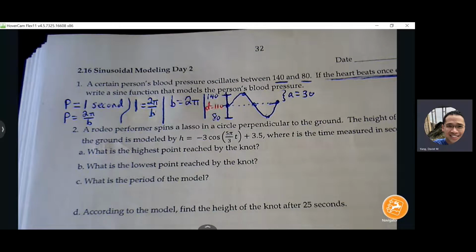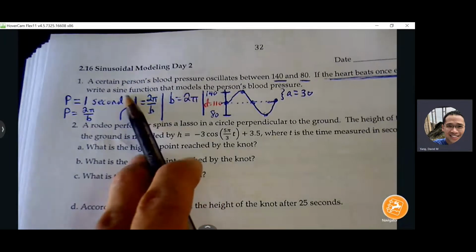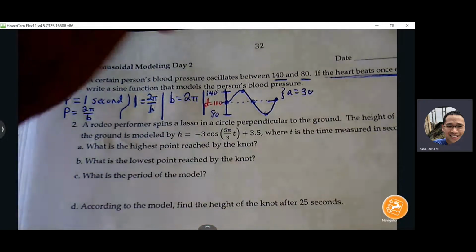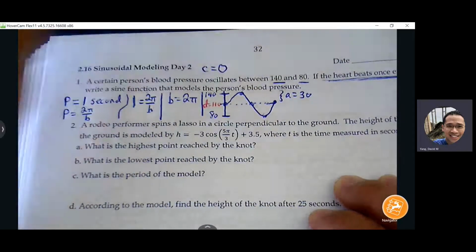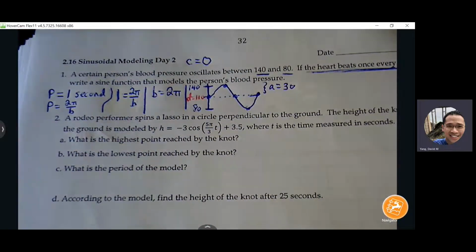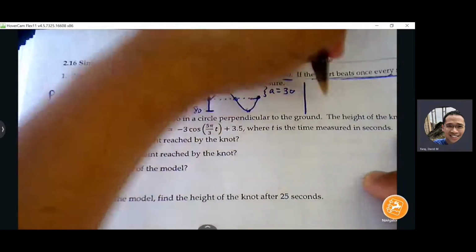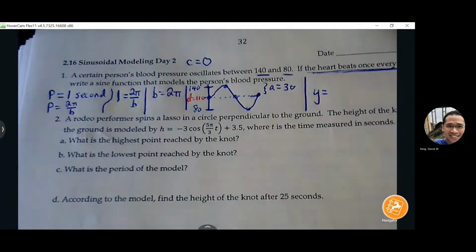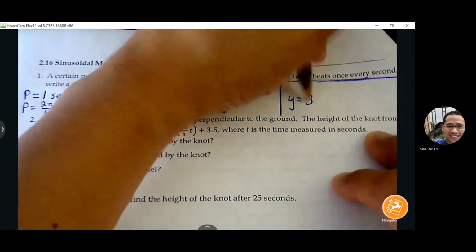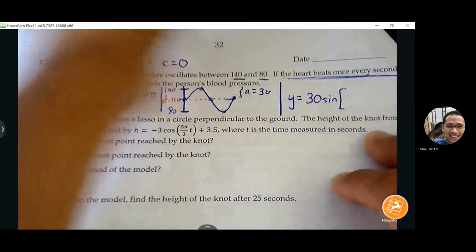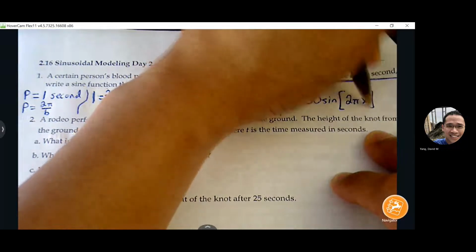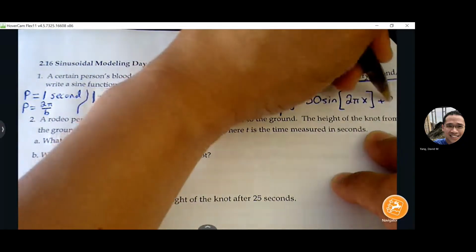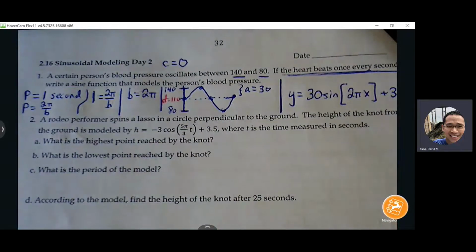And they say it's a sine function, right? So what's our C value? Any shift? No shift, right? They're not telling us that there's any shift, and they're telling us to use the sine function. So okay, we can write our sine equation.